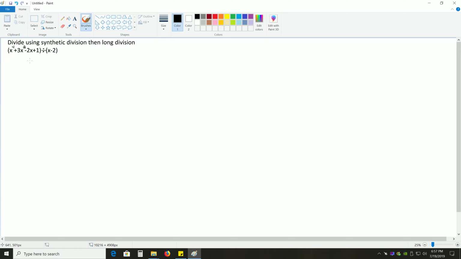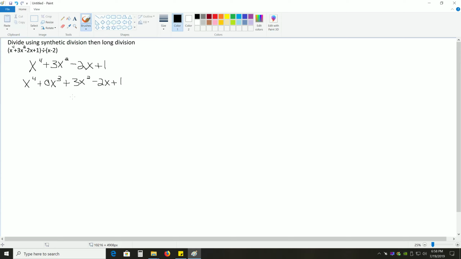So if we list off this polynomial, x to the fourth plus 3x squared minus 2x plus 1, notice that we are missing a term. We're missing an x value, so to say. We are missing an x cubed between the x to the fourth and the x squared. So if we were to rewrite this problem with that x cubed included, then it would technically be x to the fourth plus 0 x cubed plus 3x squared minus 2x plus 1.